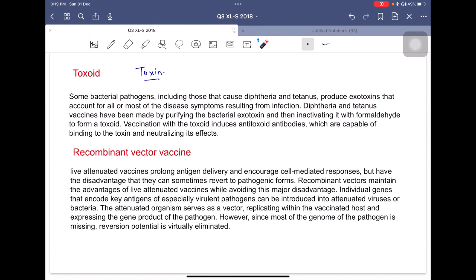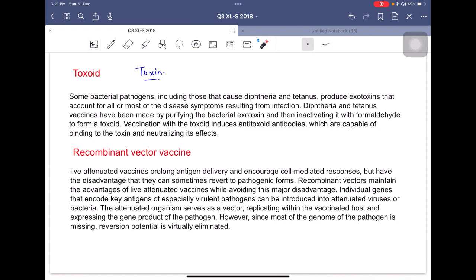That means it has a prolonged antigen delivery period and encourages cell-mediated responses as well, because the live attenuated vaccine or pathogen is present inside the host, so cell-mediated responses will be triggered. But the disadvantage is that they can sometimes revert to pathogenic forms, as I mentioned. Recombinant vectors maintain the advantages of live attenuated vaccines but avoid this major disadvantage.